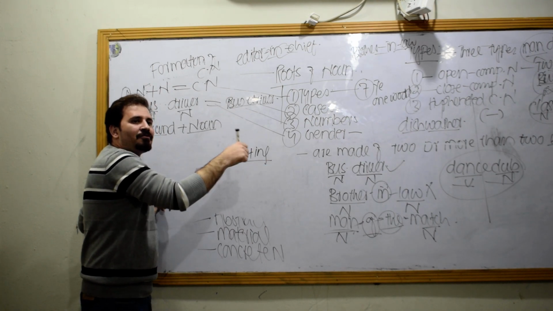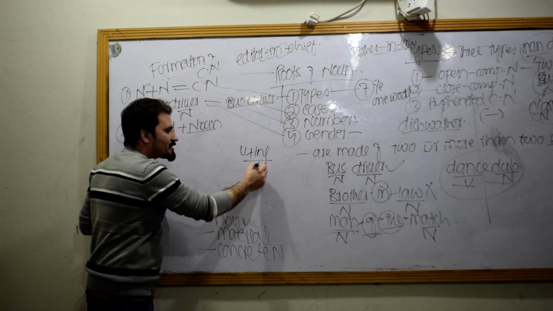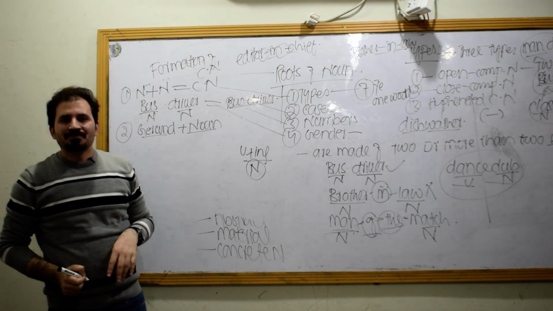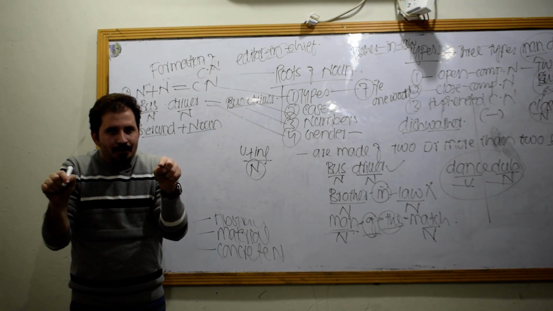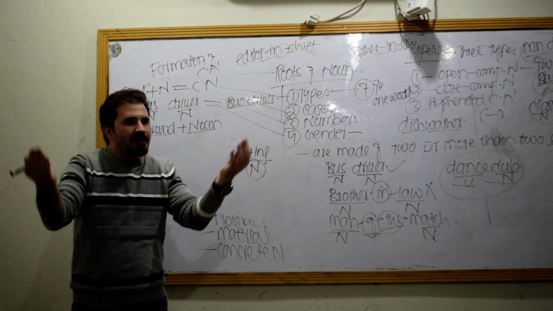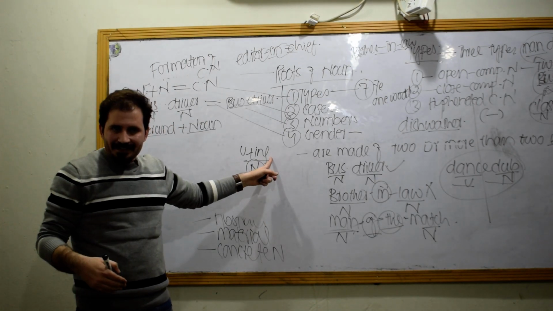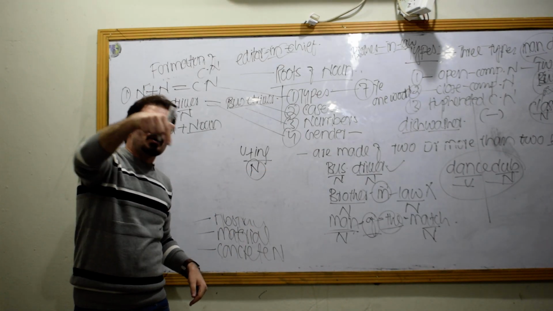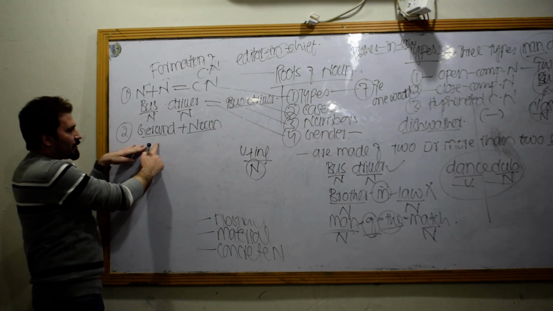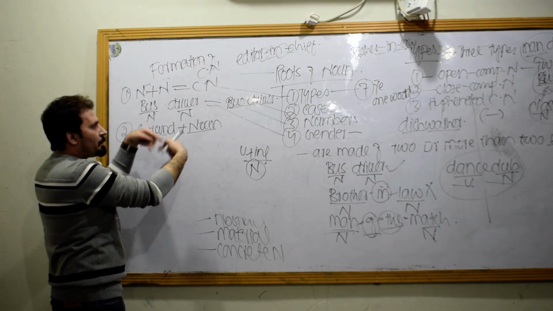When the present participle form of the verb functions as a noun, we call it gerund. Gerund is the verb plus ing form, but it does not function as a verb, it functions as a noun, then we can call it gerund. When will we call it gerund? When the ing form functions as a noun. Clear? So for example, the first one, gerund plus noun.